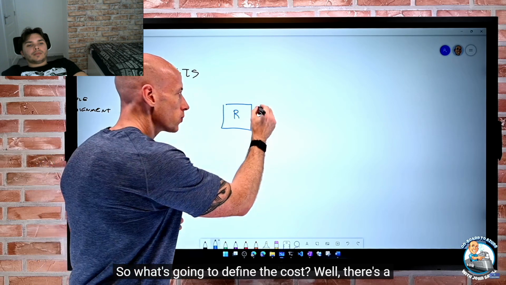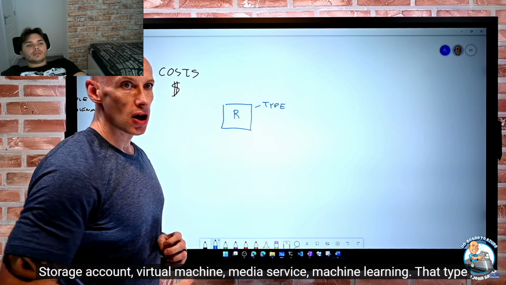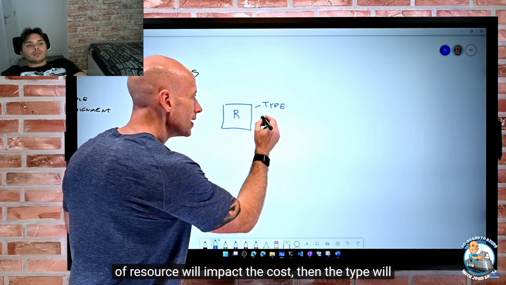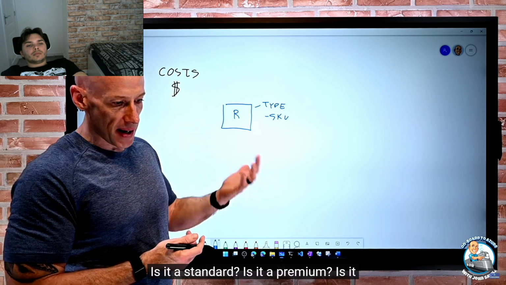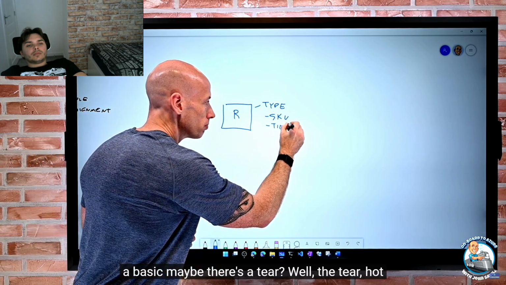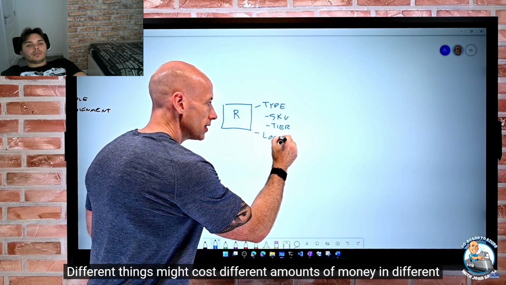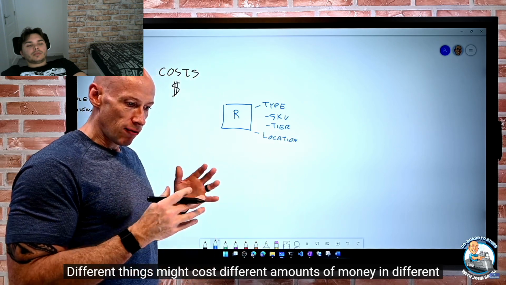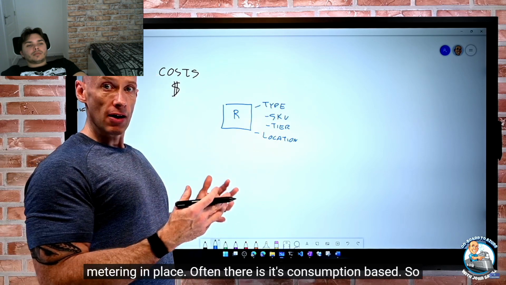So what's going to define the cost? Well, there's a type of resource: storage account, virtual machine, media service, machine learning. That type of resource will impact the cost. Then the type will often have a SKU. Is it a standard? Is it a premium? Is it a basic? Maybe there's a tier. Well, the tier, hot tier, cool tier, archive, that costs me money. Location: different things may cost different amounts of money in different places. And then based on that, there may actually be metering in place. Often there is, it's consumption-based.